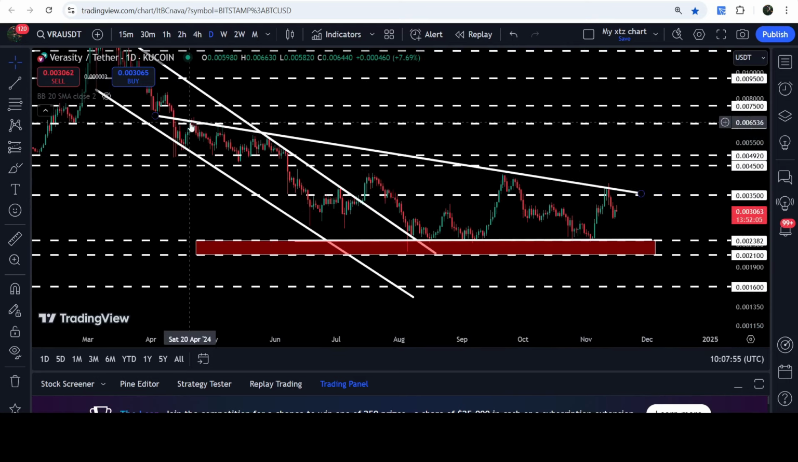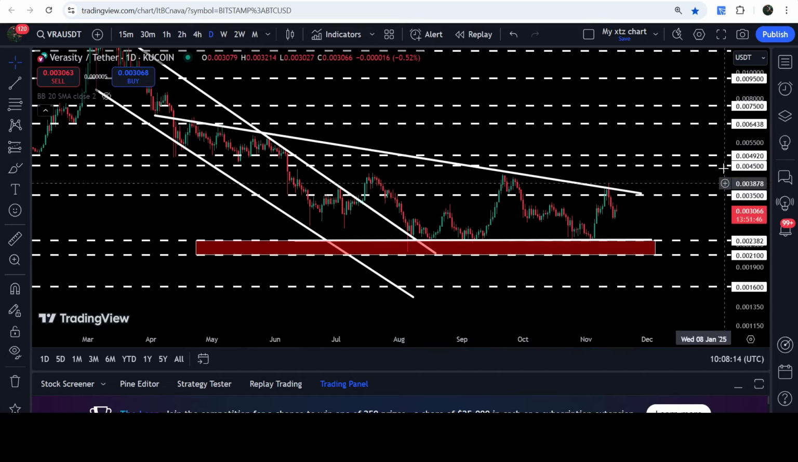You can see that this resistance is coming from the month of April 2024 when it was moving inside this previous down channel. We found this resistance here, and after the breakout from this channel, when we had this drop, the price then tested the support of the triangle here in the month of August, on 5th of August 2024, and now the movement is quite sweet.